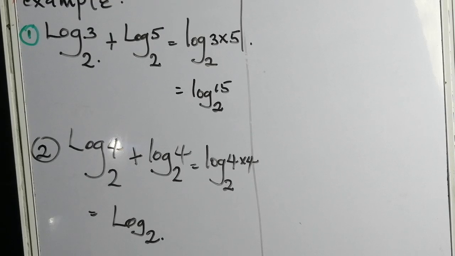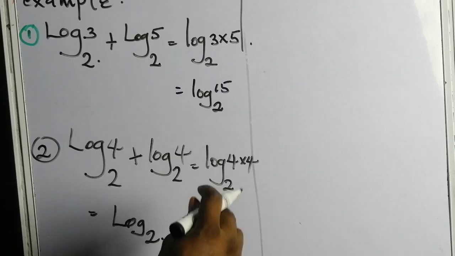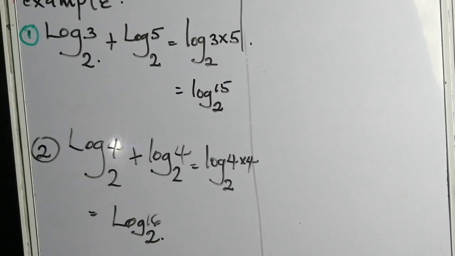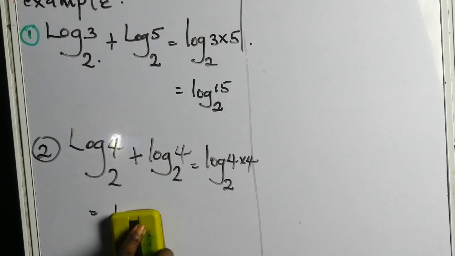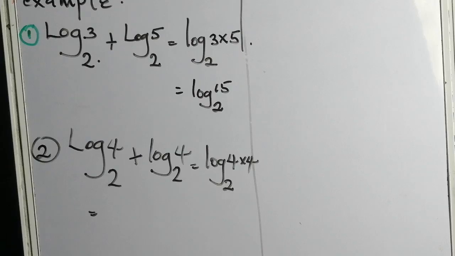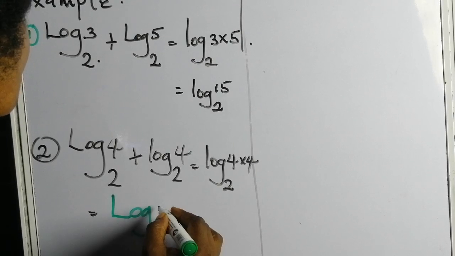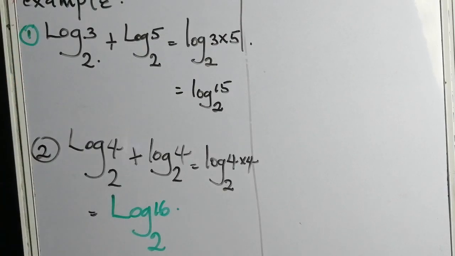So when we write log 2 base 2, then what do we do? Like what we do here, 4 times 4 is what? 16. Okay, I can rewrite that one. Let me just rewrite it so that you don't get confused. So it means we have log 2, that's 16.